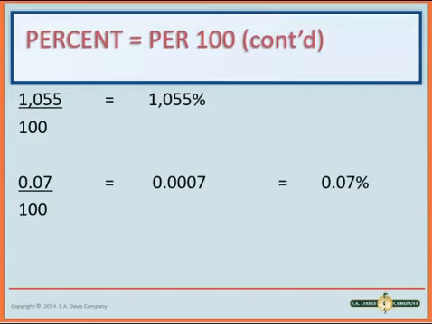Okay, so let's look at some more examples. They give us 1,055 over 100, and they give us the percentage, and we need to change that to a decimal. So where's our decimal located? It'd be located at the very end, and we need to move it over 2 spaces to the left. So for a decimal, that would give us 10.55 for an answer.